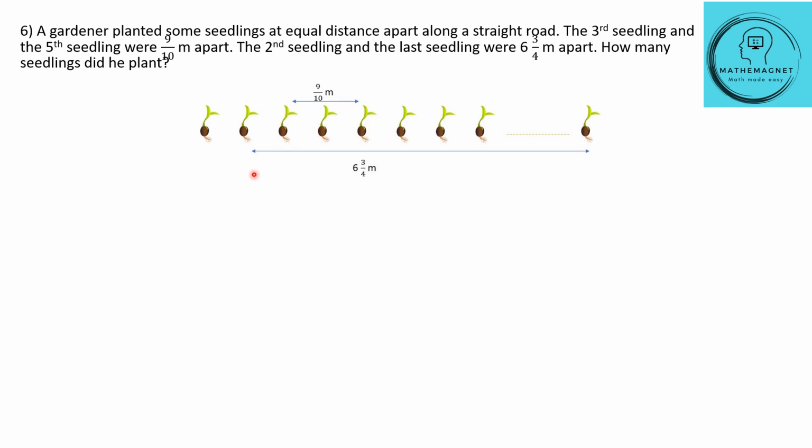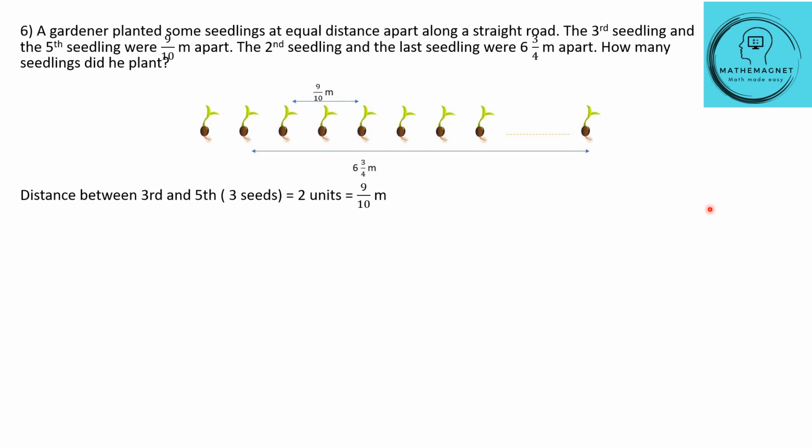Now the second and the last seedling, we don't know what number the last seedling is, and they're saying the distance between the second and the last seedling is 3 by 4 meters. They are asking to find how many seedlings there are, that is, which number this last seedling is. Let's see how to solve this.